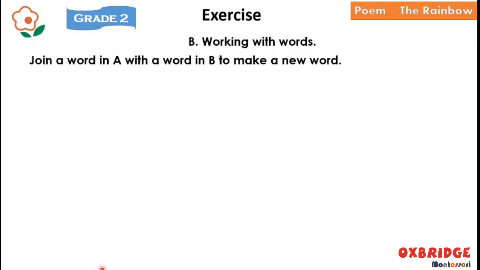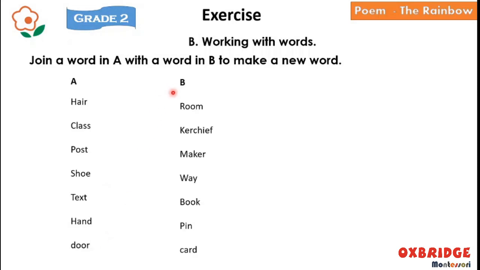Working with words, part B is join a word in A with a word in B to make a new word, and the new word will be called a compound word. Here is list A having the words here, class, post, shoe, text, hand, door. And in list B, we have room, kerchief, maker, way, book, pen, card. So let's make words with list A word and list B word. By combining two words, we are going to have a new word.